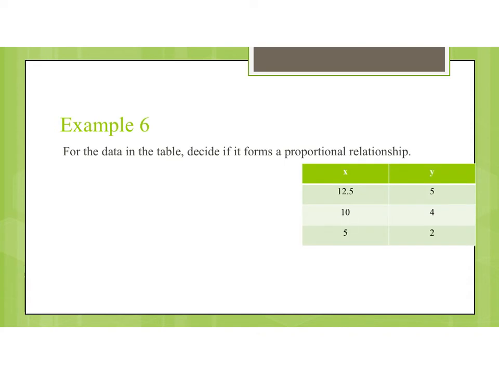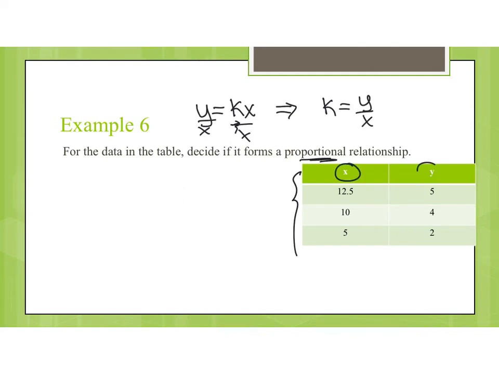For example 6, we have to look at the data in the table and decide if it forms a proportional relationship. So when I'm not given anything specific and I have to determine if it's proportional or not, I like to just write down y equals kx. And if these are proportional here in this table, then all of them are going to have the same k value. So again, remember that k is equal to, I have to divide both sides by x. So k is really equal to y divided by x. So in my table, I have an x term and I have a y term. And if I divide those and all of them are the same, then that tells me that they are proportional.